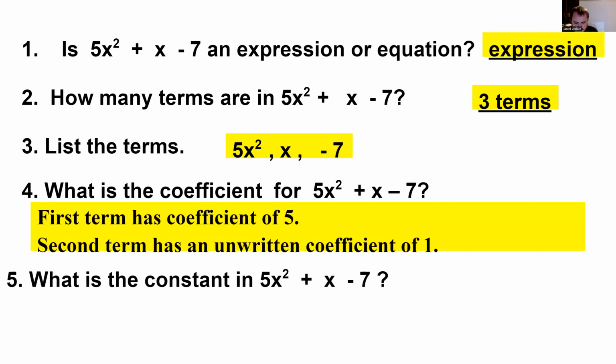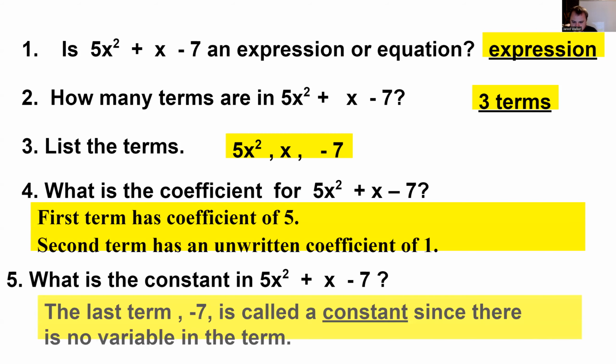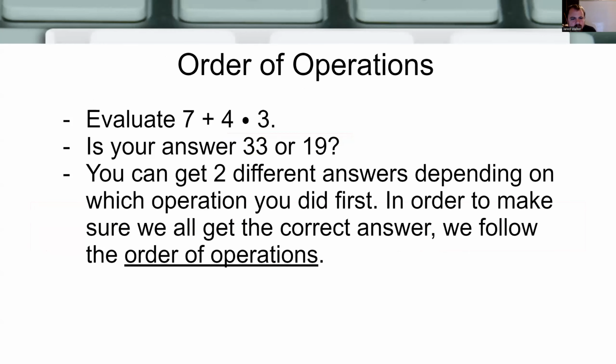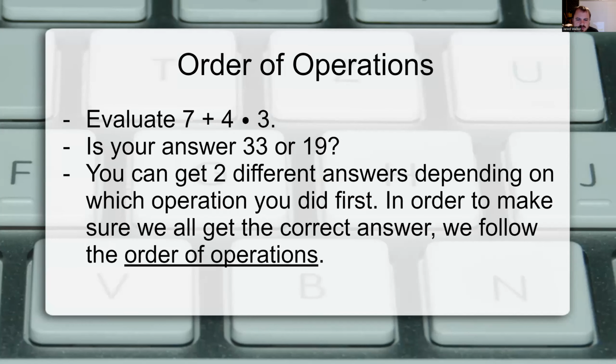And then what is the constant in 5x squared plus x minus 7? Well, the constant is negative 7, because you have no variable there. All right, so that's it for these basic terms.